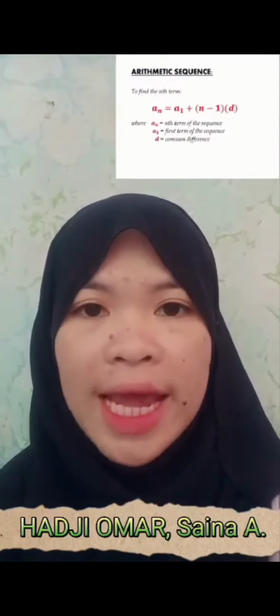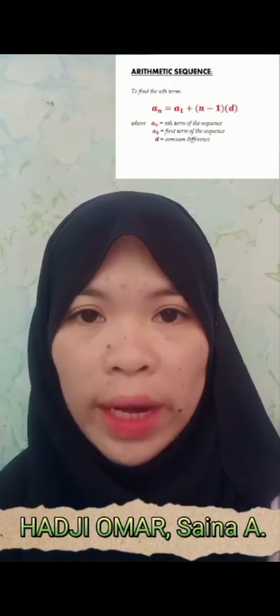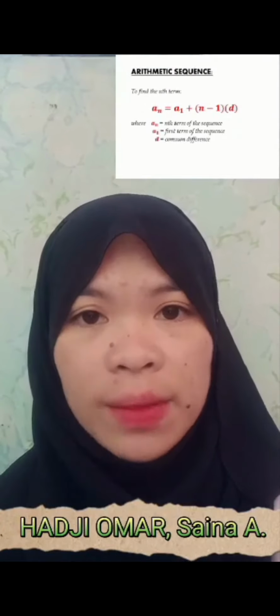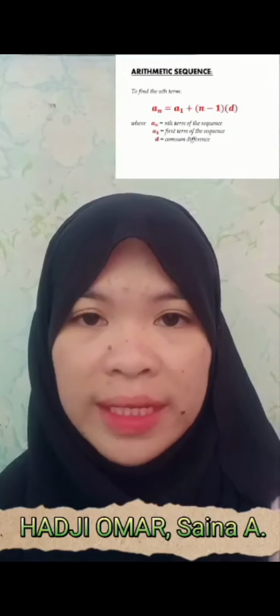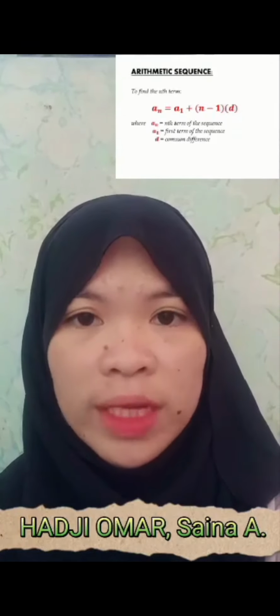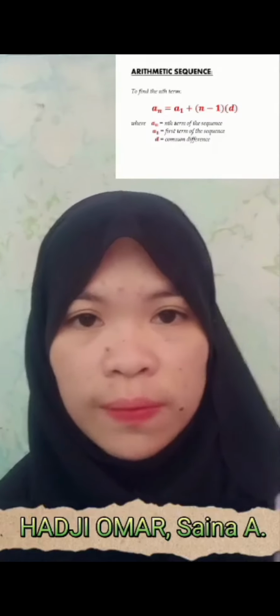An arithmetic sequence, also known as an arithmetic progression, is an ordered set of numbers that has a common difference between each consecutive term, using the formula a sub n equals a sub 1 plus n minus 1 multiplied by d, wherein a sub n is the nth term in the sequence, a sub 1 is the first term in the sequence, and d is the common difference between terms.